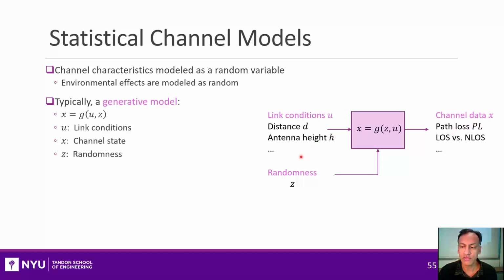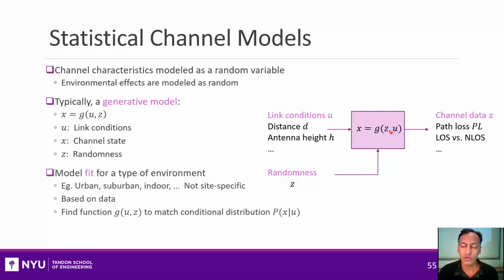Or alternatively, you can think that there's some randomness, which I'll denote by z, and then this x is a function of the link conditions along with that randomness. This type of model where you write x as this random function is in machine learning today called a generative model. Now, instead of trying to derive this function or this random model from first principles, you typically fit it to data.